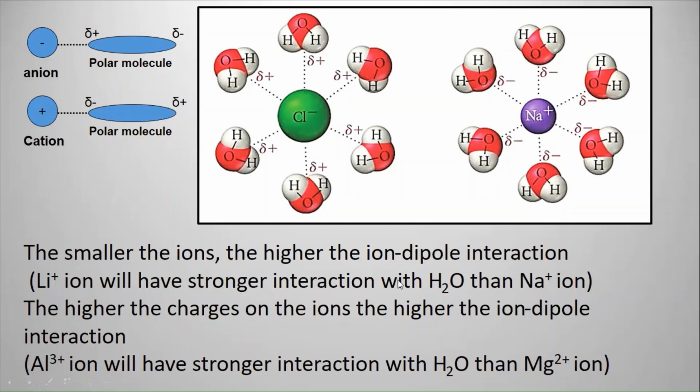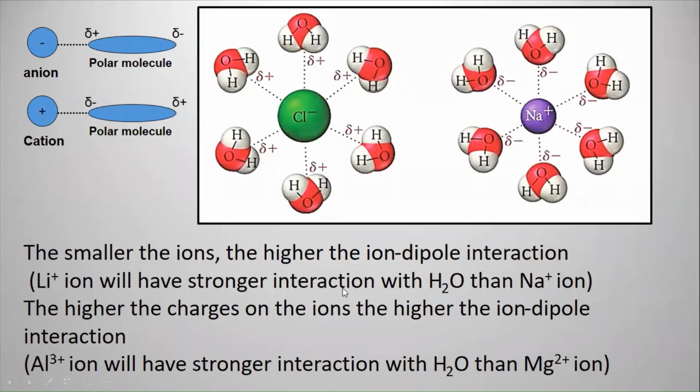So we have two different factors affecting the ion-dipole interaction. Factor number one is the charge. The higher the charges, the higher the interaction between the cations and the water. Factor number two, the size. The smaller the cation, the higher the interaction. So the smaller the ions, the higher the ion-dipole interaction.